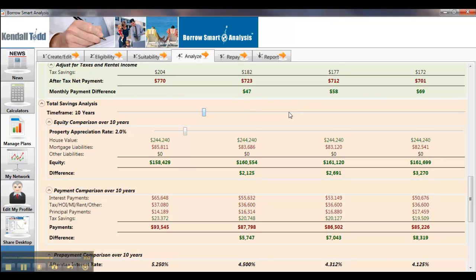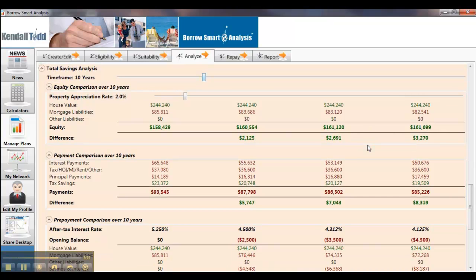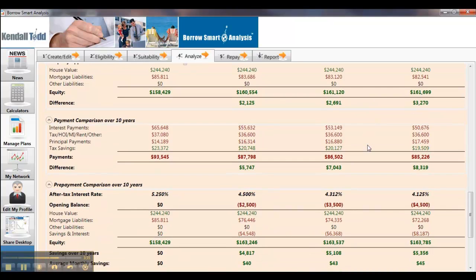If I slide this over to 10 years, I can see first the equity difference in the three scenarios, comparing again to my current here. So my current, this is if I do nothing. If I go with this scenario, I'll have an equity of 2125 at the end of 10 years, 2691, 3270. So I'm getting more equity build up as we would expect. How about payment comparison? Well, over that 10-year period, I'm going to pay 87 versus 86 versus 85. So here's my payment difference right here.